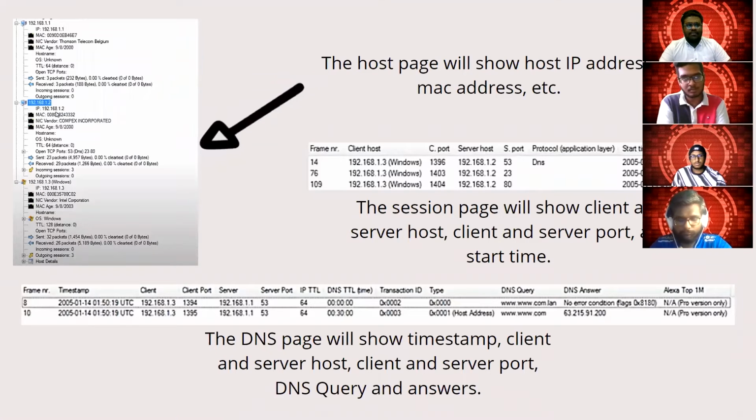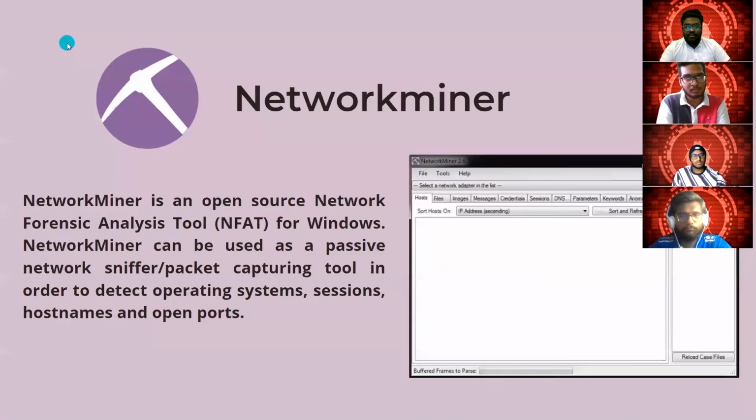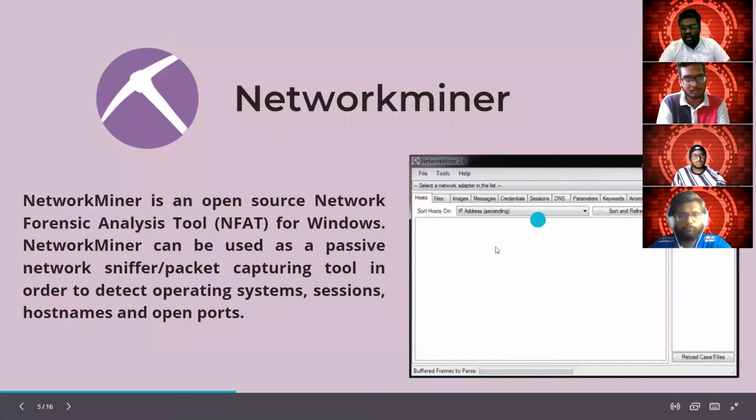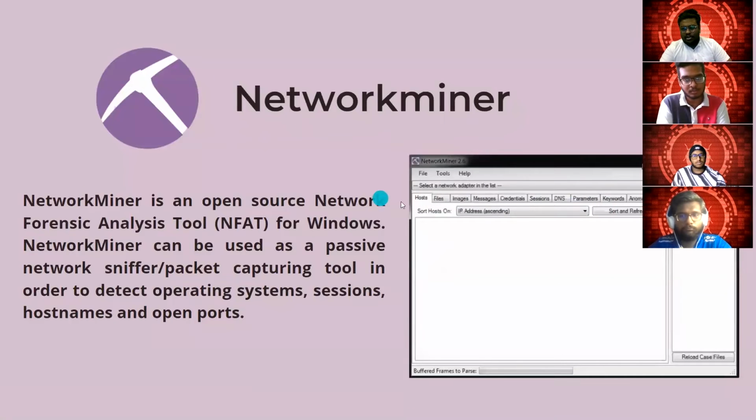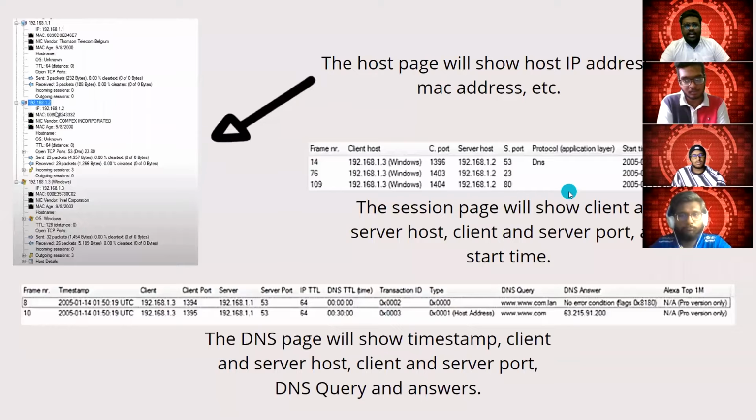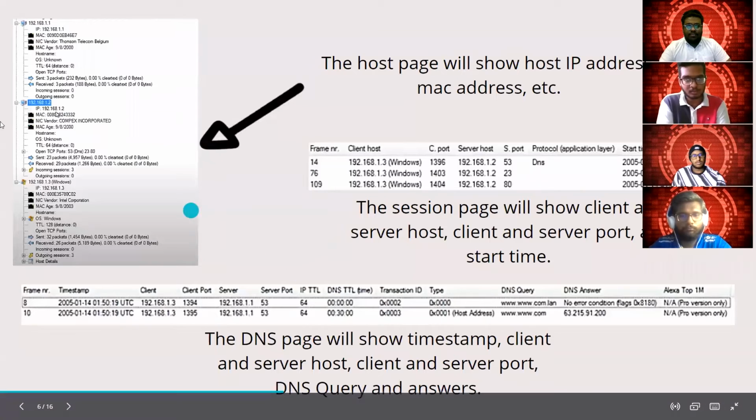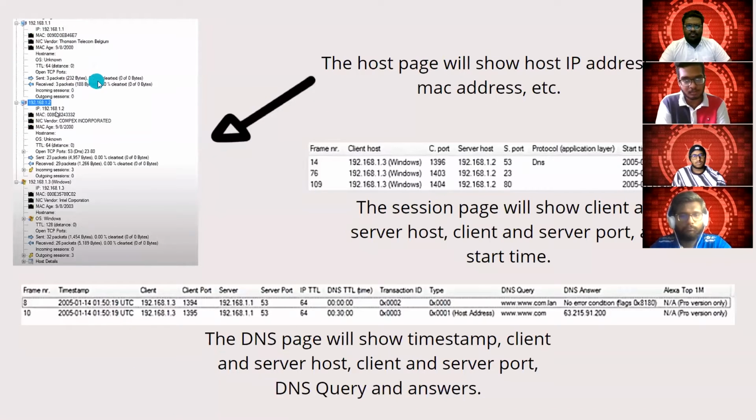Let me start from there. There were many tabs or many pages in that application. This was the main one, and as you all can see, there are many tabs. From there, I got results from 3 of them. Let me start from the host page. It shows us the host IP address, MAC address, and many more. There were incoming sessions and host details, all those kinds of details.